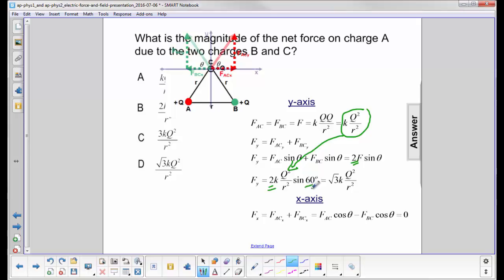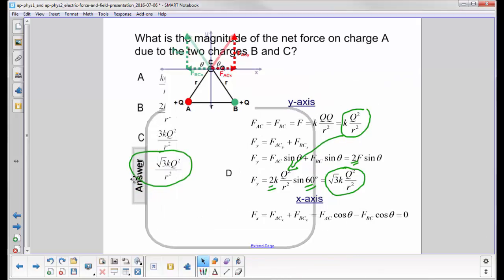The sine of 60 is used because this is an equilateral triangle, and we get the total force in the y direction is radical 3 kq squared over r squared. There is no force in the x direction because this component cancels this one. So the answer is going to be D. And you can actually go back to the presentation and also see this worked out there. So our answer is D.